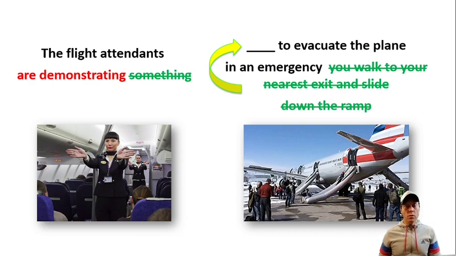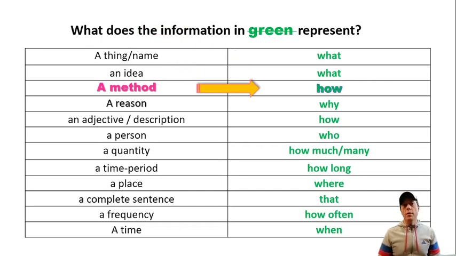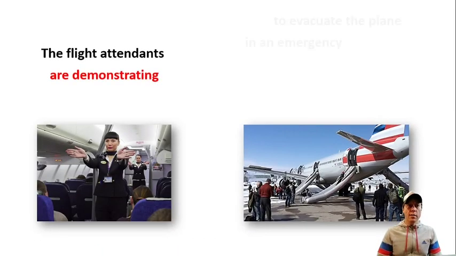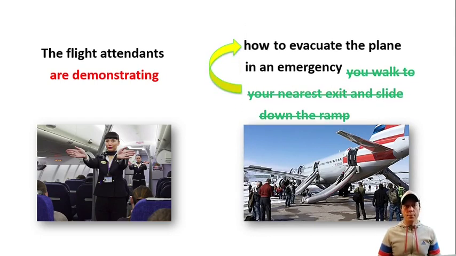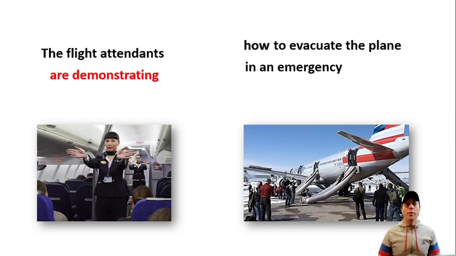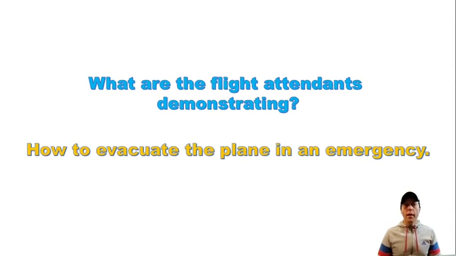So let's have a look. What does this information in green represent? It's a method. Therefore, we use the pronoun how to substitute that information. Therefore, the flight attendants are demonstrating how to evacuate the plane in an emergency. And the question, what are the flight attendants demonstrating? How to evacuate the plane in an emergency.